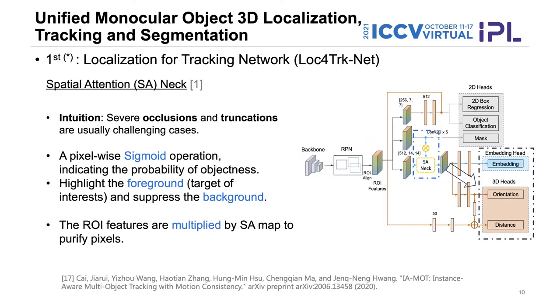The reason we came up with this spatial attention neck is that severe occlusions and truncations are usually challenging cases in both detection and tracking tasks. As instance mask information is also available, a pixel-wise sigmoid operation indicating the probability of objectness is performed to highlight the foreground and suppress the background. The ROI features are then multiplied by the spatial attention map to purify the features, and then sent into the 3D heads and the embedding heads for further processing.